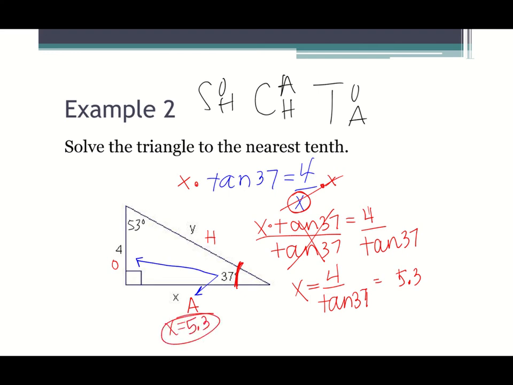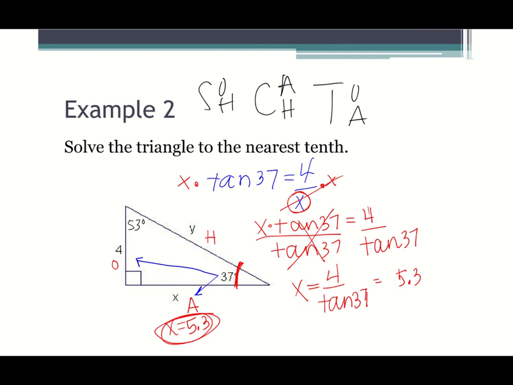That's that side. So now go ahead and pause the video and see if you can figure out y. You can figure out y using 37 degrees, or you can use 53 degrees. It's your choice, but regardless, you should come up with the same answer. So pause, try and figure that one out, and hit play to review the answer.